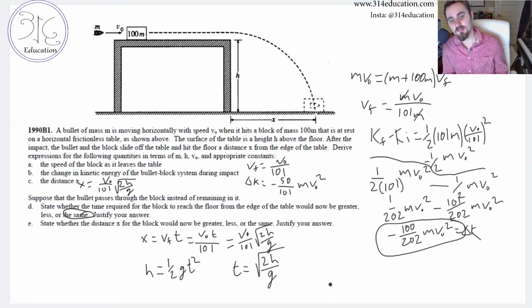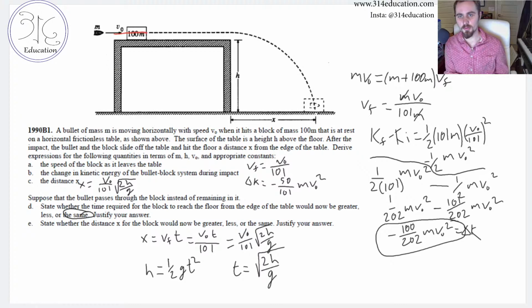But now we have to consider whether the distance x for the block would now be greater, less, or the same. And so this does depend on this v final term here. See how this has the v naught over 101? That was this v final. Now the v final is going to change if the bullet goes through the block.